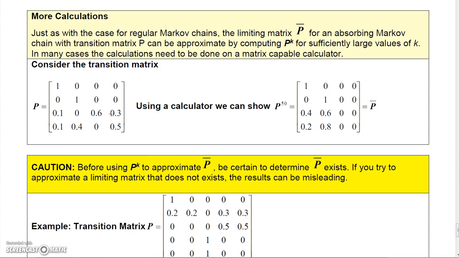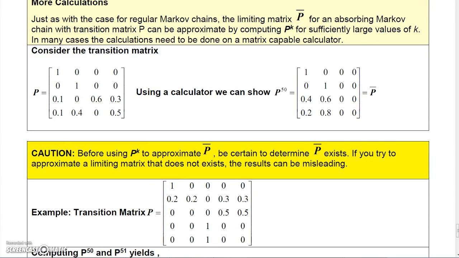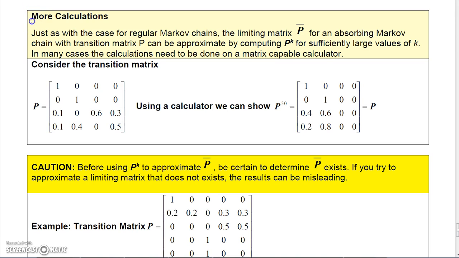I want to end here with just a couple more calculations for you. I'll let you read this on calculations, and then I'll just show you what I did here. When I took this matrix and raised it on a calculator to a very large power, say to the 50th power, I actually found that I got the limiting matrix P bar. So it's interesting that when you take that transition matrix and raise it to a large enough power, it does eventually converge to that limiting matrix.